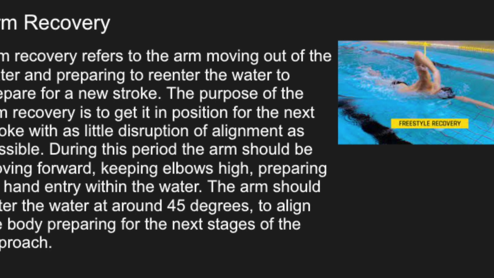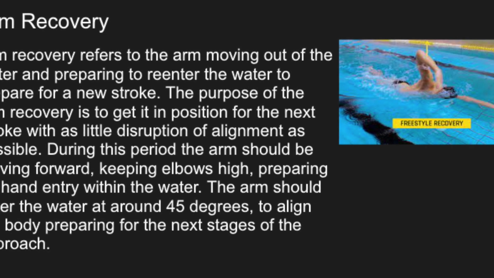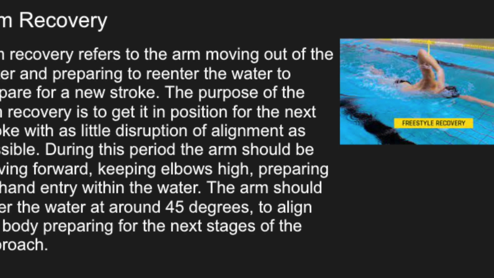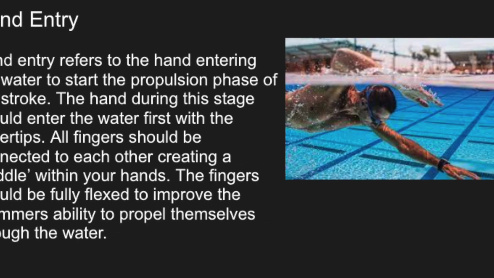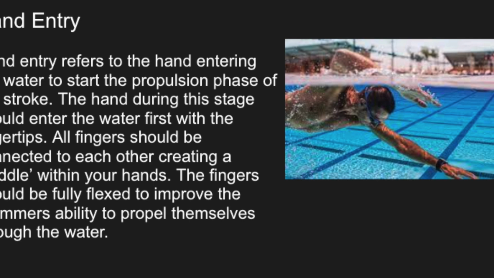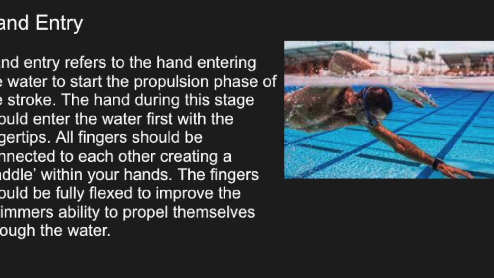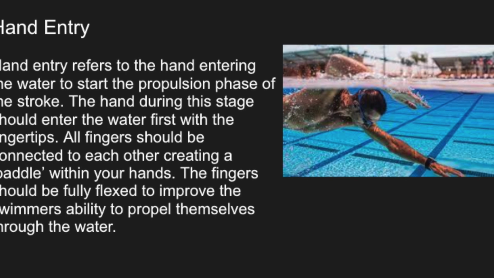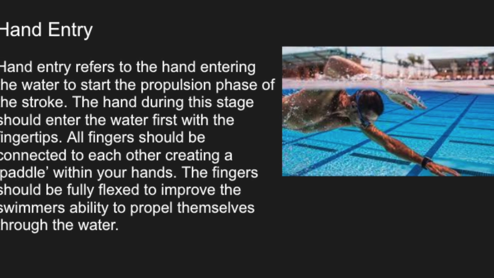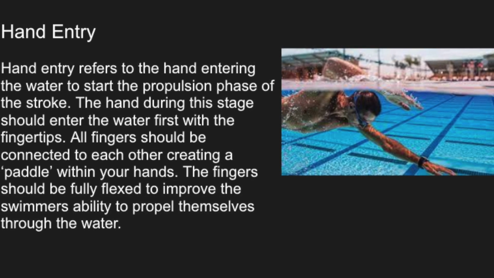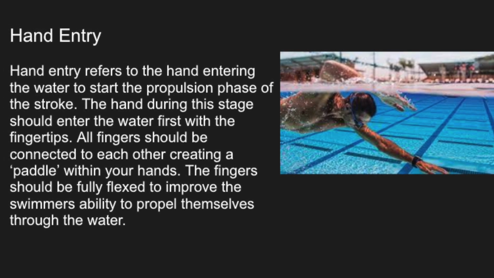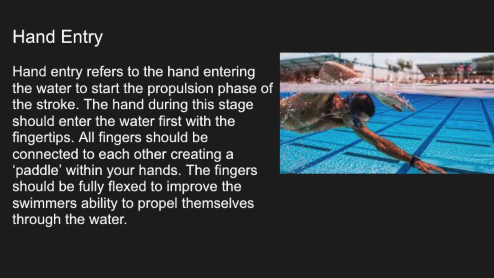The arm should enter the water at around 45 degrees to align the body, preparing for the next stages of the approach. Hand entry. Hand entry refers to the hand entering the water to start the propulsion phase of the stroke. The hand during this stage should enter the water first with the fingertips. All fingers should be connected to each other, creating a paddle within your hands. The fingers should be fully flexed to improve the swimmer's ability to propel themselves through the water.